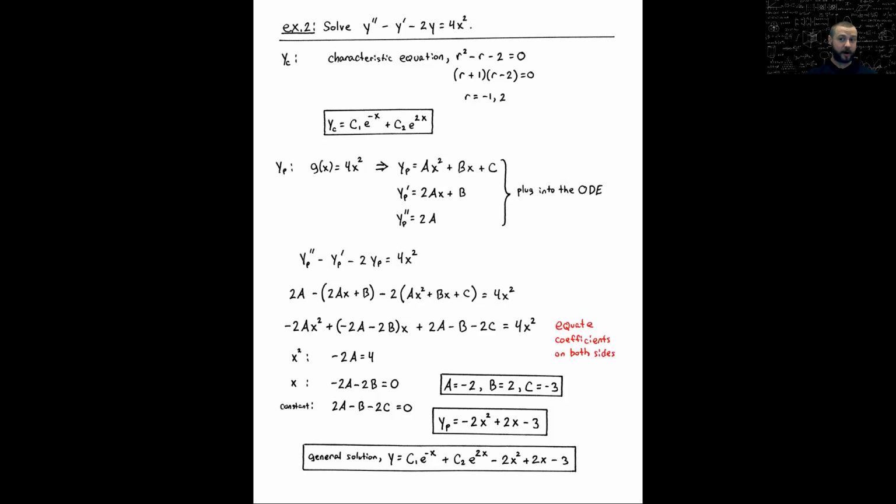In the second part, we'll get to a lot more complicated examples, ending with some of the exceptions we need to be aware of when choosing yp.